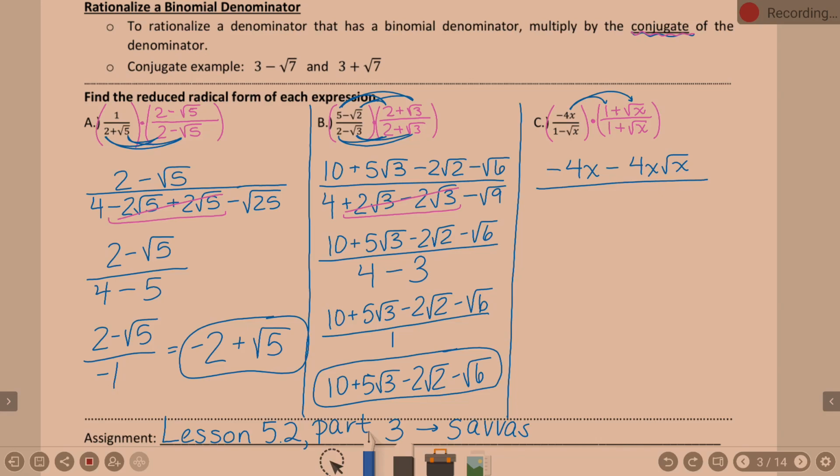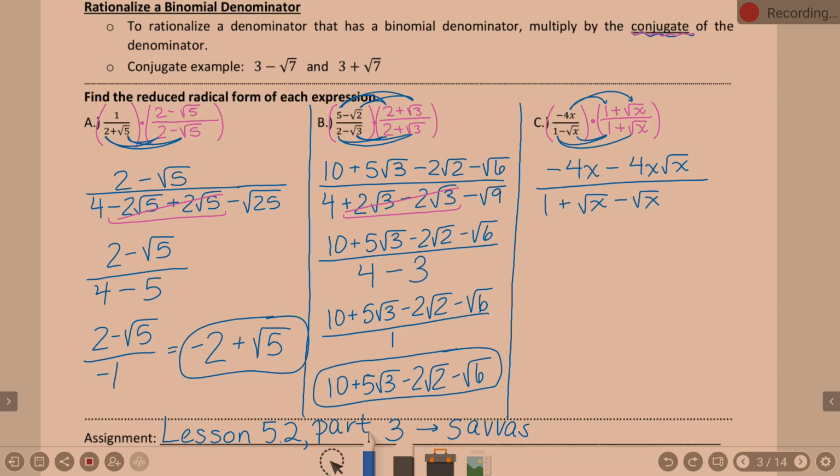Okay. Denominator. Now you distribute. Now we're going to do that big old FOIL distribute. 1 times 1. 1 times square root of x. 1 plus square root of x. Okay, 1 square root of x, or I'm just going to write square root of x. Can we handle that? Okay, keep foiling. Negative square root of x times 1, negative square root of x.